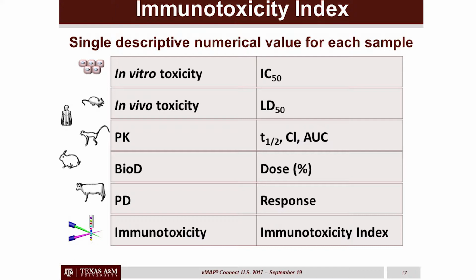So we use a single descriptive value for cytotoxicity to describe the toxicity of the materials in vitro. Same thing in vivo, when you do in vivo toxicity with the LD50 value, or for pharmacokinetics, where you have the half-life, the clearance, the area under the plasma concentration time curve. For biodistribution, where you have the percentage of the dose in different organs. For pharmacodynamics, where you measure a particular response. And this is the same thing that we need for immunotoxicity, or the expression of these different biomarkers. You need something like what we initially called the immunotoxicity index. So a single descriptive value, like all these other tests, that can describe the immunotoxicity or the induction of different biomarkers by the tested materials.